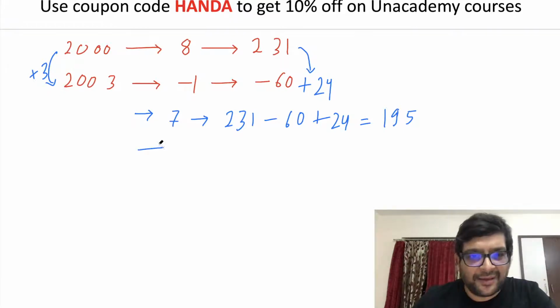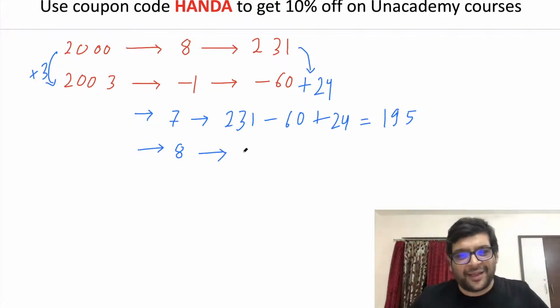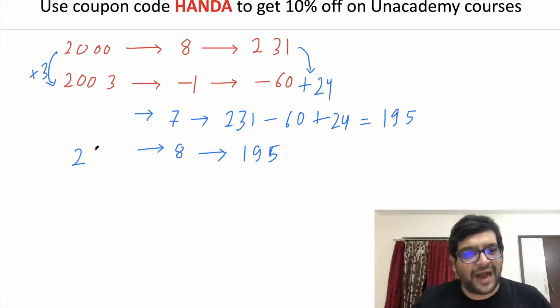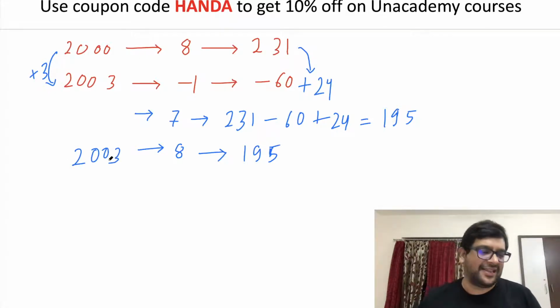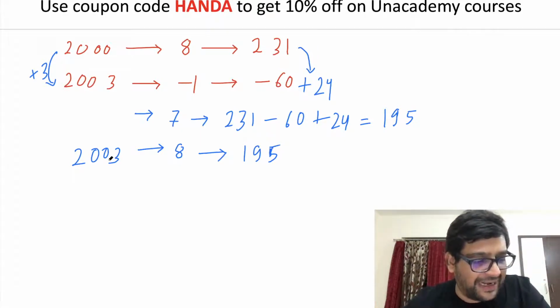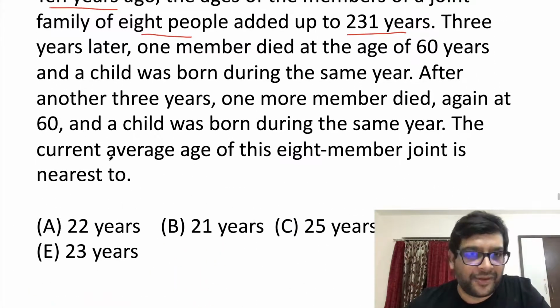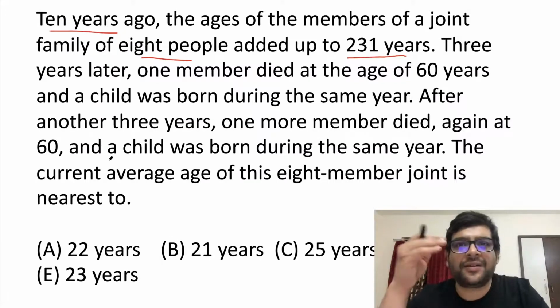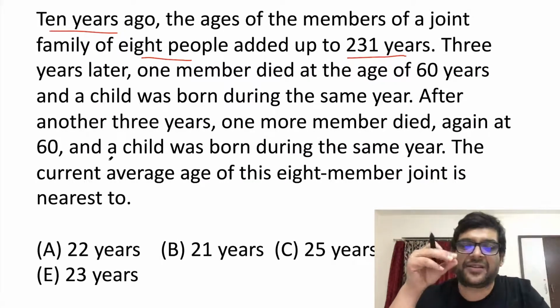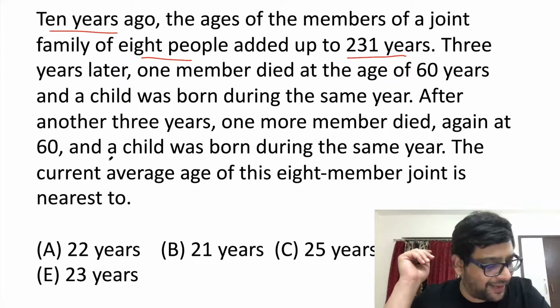Then what happens? Same year, a kid gets born. The number of people becomes 8. Total age, the new kid who is born is 0 years of age. So he is 8 in 2003. In 2003, after the birth and the death, you have 8 people with the total age as 195. Now you proceed. So now I've gotten from 2000 to the year 2003, where the total age has now become 195.